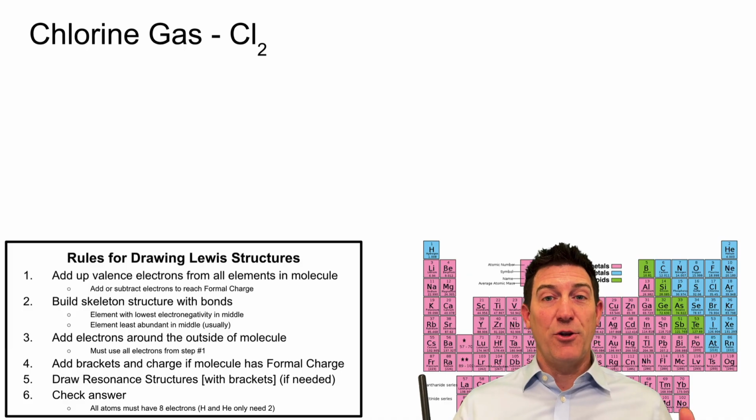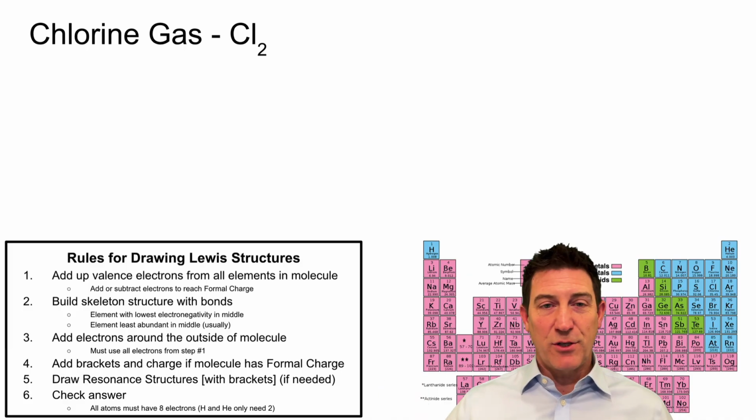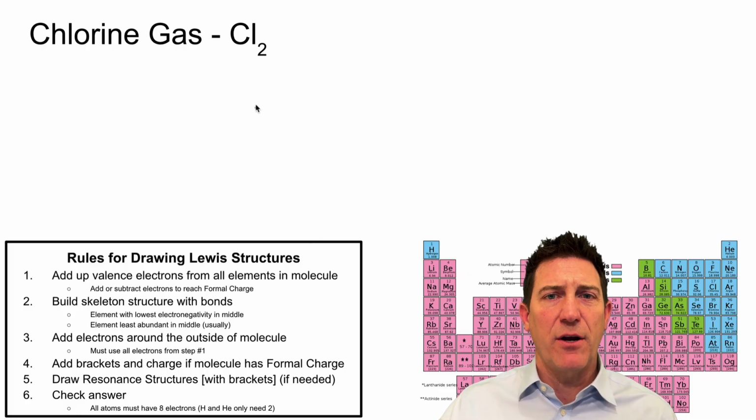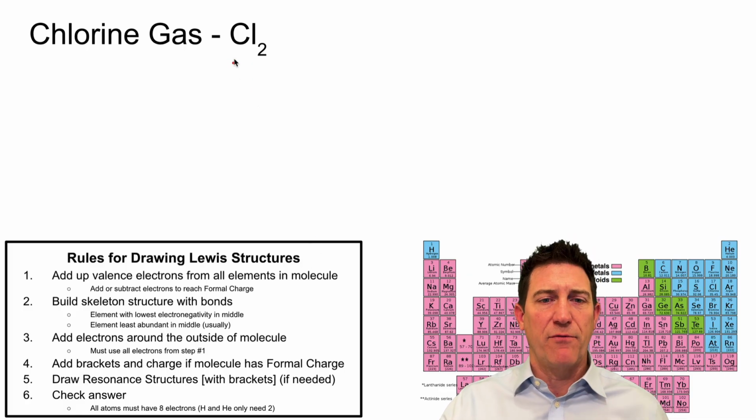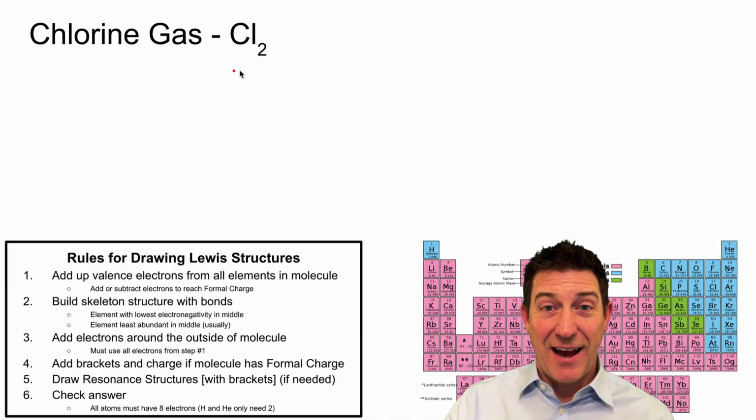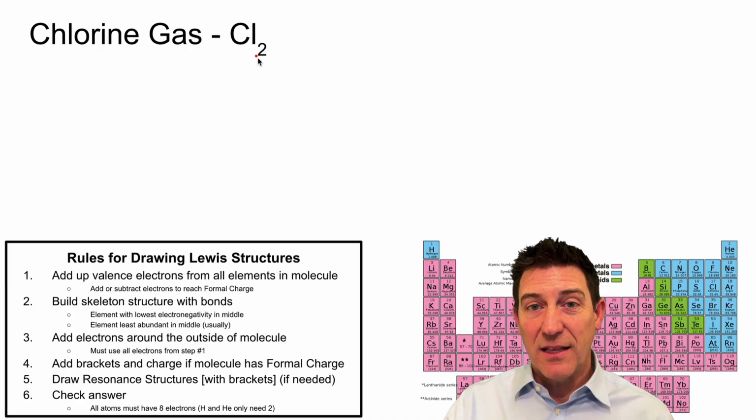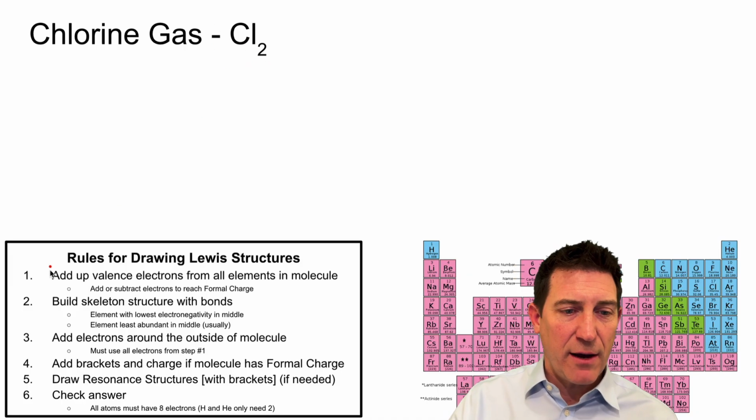The best way to learn is to do examples. And we're going to start off with chlorine gas. We're going to start off very, very simple and we'll build from here. Chlorine gas, remember, is diatomic. So it's not just Cl, it's Cl2. Now let me show you how we do this.